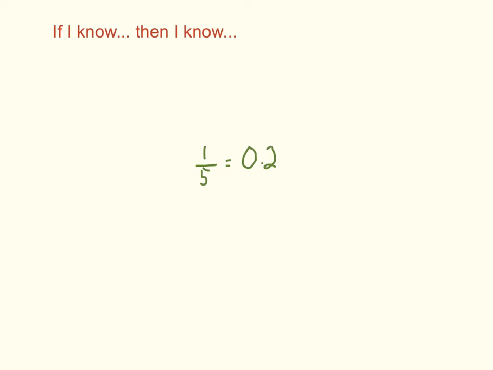I know that a fifth is 0.2, because I know that 5 0.2s would make 1: 0.2, 0.4, 0.6, 0.8, 1. I can use the fact that I know 1/5 is 0.2 to work out loads of other number facts as well. Pause the video and just mentally see if you can think of a few off the top of your head. You don't need to write these ones down in your book. And pause the video now.